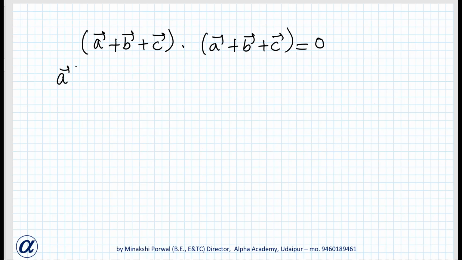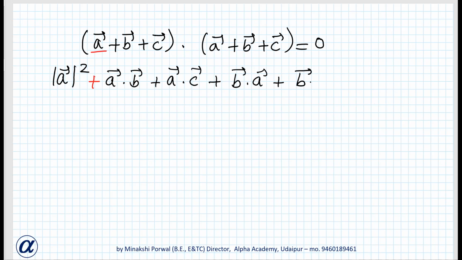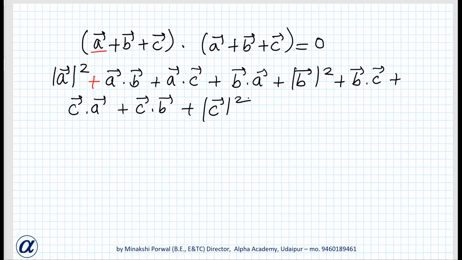Now we can expand this. This will be modulus of A square. When we multiply this thing with this term, next will be A dot B. Next will be A dot C. Then next will be B dot A plus B dot B, which is modulus of B square, plus B dot C plus C dot A plus C dot B plus modulus of C square. Now A, B, C are unit vectors, so mod of A, mod of B and mod of C, their value equals 1.